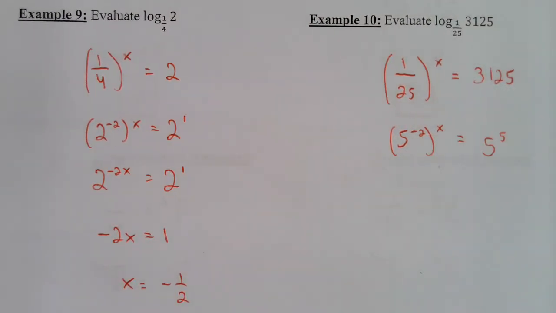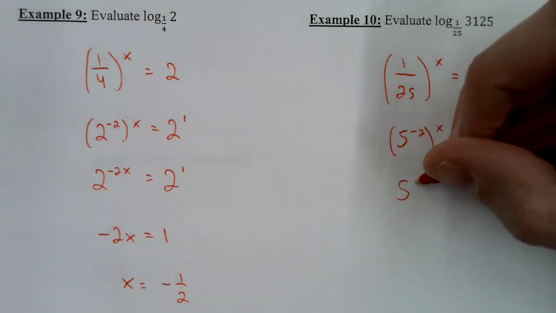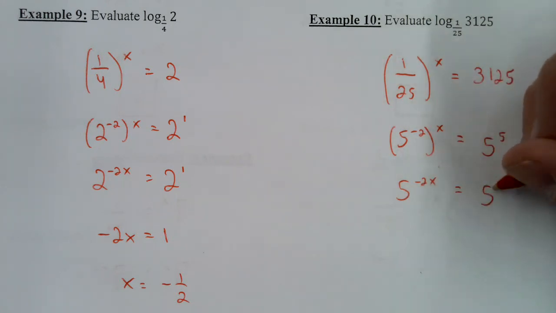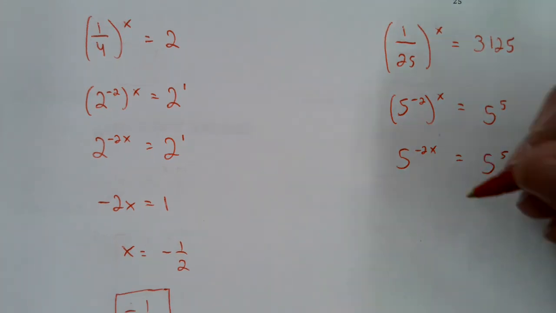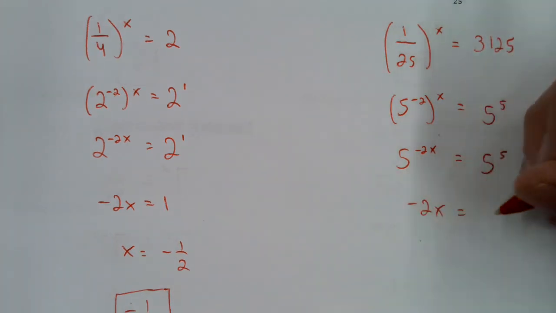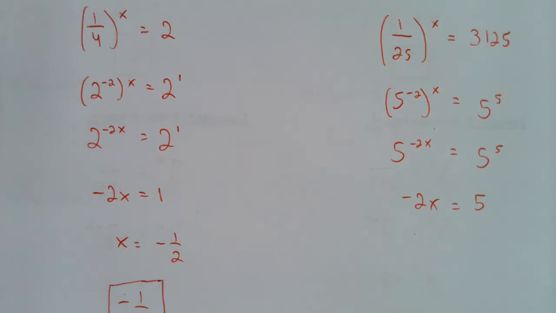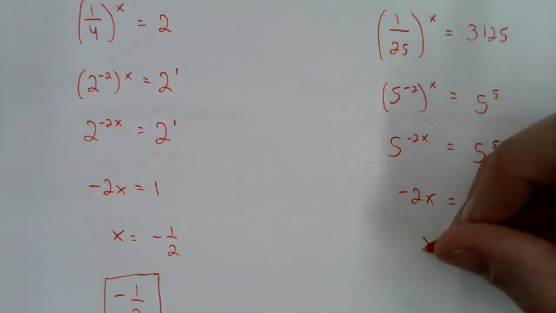Power to a power, multiply the exponents. 5 to the negative 2x power equals 5 to the 5th power. Each side has the same base, so set the exponents equal to each other and solve for x. X equals negative 5/2.